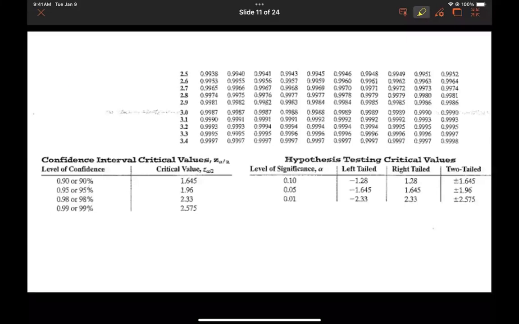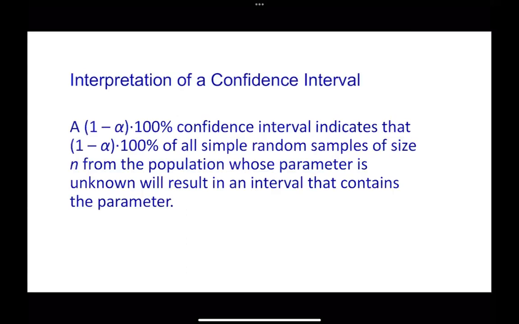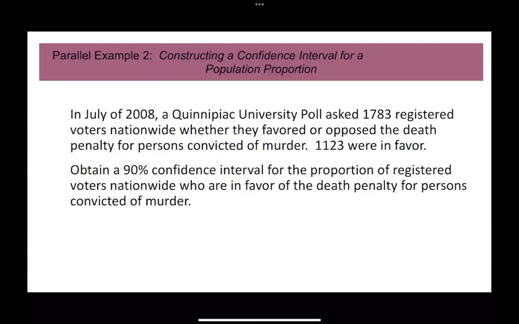Okay, here's the interpretation of our confidence interval. They use a lot more words most of the time than you're going to need, but the conclusions are pretty good. A confidence interval indicates that whatever percent of all simple random samples whose parameter is unknown will result. Now this, let's just not even do this. It's not even going to make sense. We're just going to ignore that. I already kind of explained it.